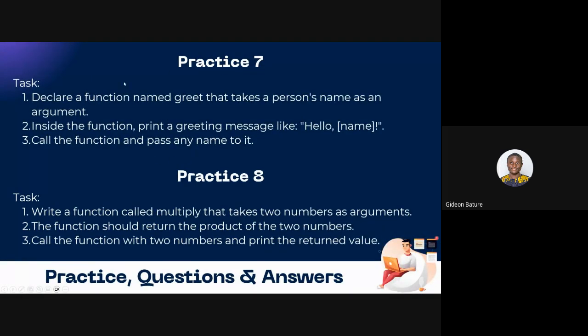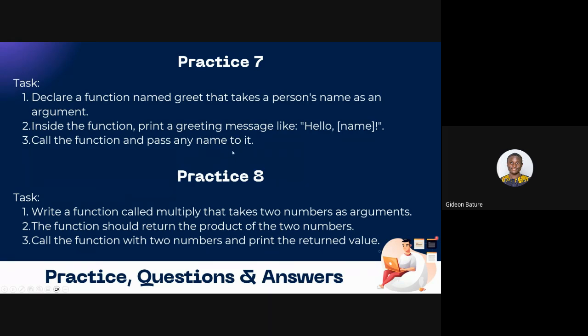So now let's look at number 7. It says declare a function named greet that takes a person's name as an argument. Sorry, it's supposed to be a parameter. Anyways, second, inside the function, print a greeting message like hello, comma, then the name. Then third, call the function and pass any name to it.